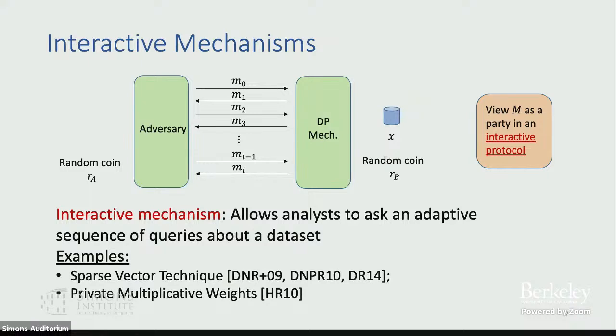In fact, many useful primitives in differential privacy are already interactive, for example, the sparse vector technique and also the private multiplicative weights.